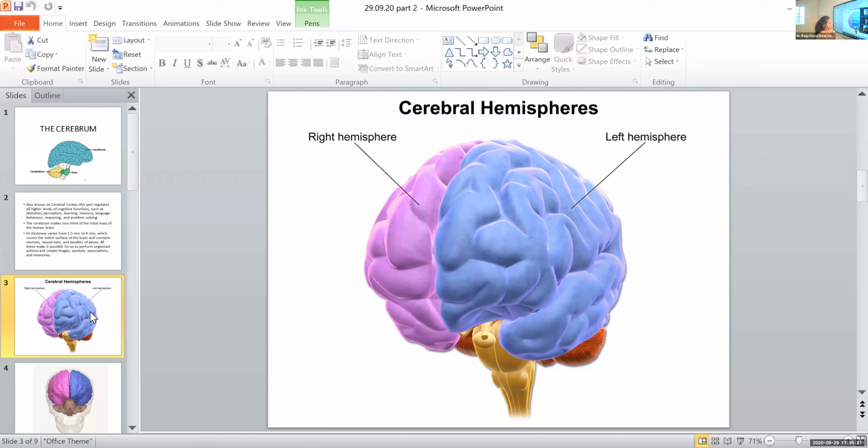Which are the two hemispheres of the brain? Ma'am, right hemisphere and left hemisphere. Yes.